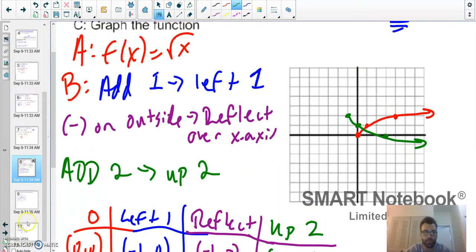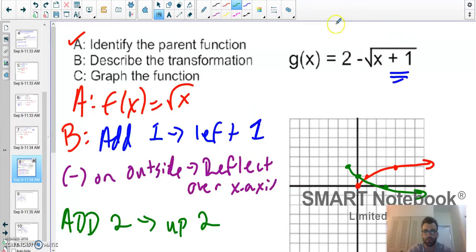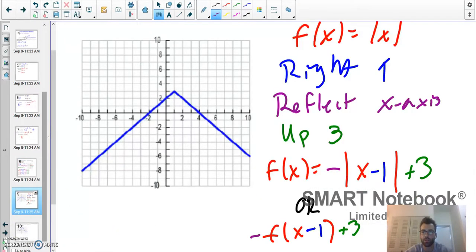Okay. All right, what I want you to do for this one is pause it, and use the same steps to identify your parent function, describe your transformation, and write the original. I want you to attempt to write this out. Okay, go. So here's what I came up with.